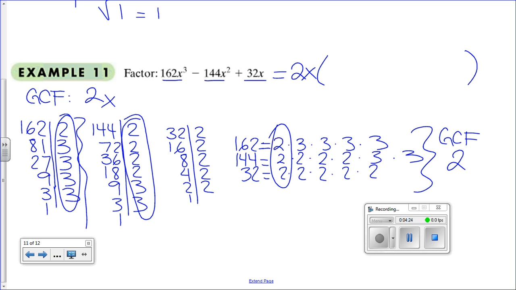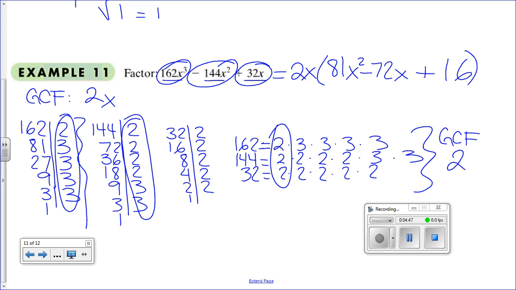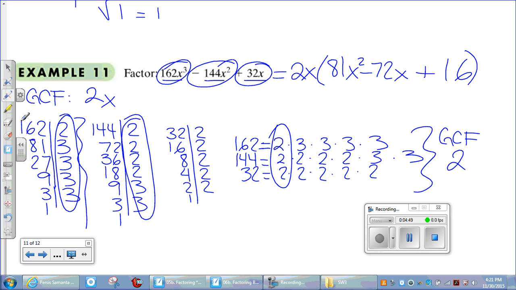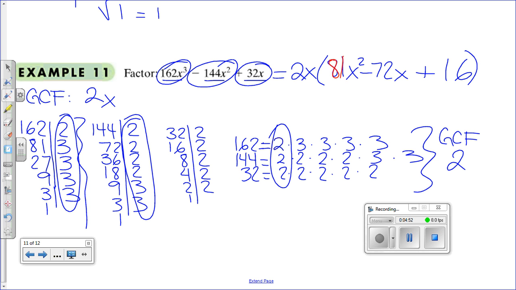If I factor out 2x from here, I will get 81x squared. Factor out 2x from here, I will get minus 72x. And if I factor out 2x from here, I will get plus 16. Now, you can see that 81 is a perfect square, x squared is also a perfect square, and 16 is also a perfect square.